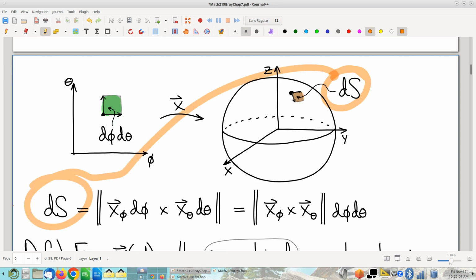This area ds is the parallelogram that results from looking at this edge vector, which we computed on the previous page to be that, and this edge vector, which we computed on the previous page to be that. So how am I going to compute this output area ds? Well, this is a chapter 1 thing, arguably a Math 219 thing. It's the area of a parallelogram in space. It's the magnitude of the cross product.